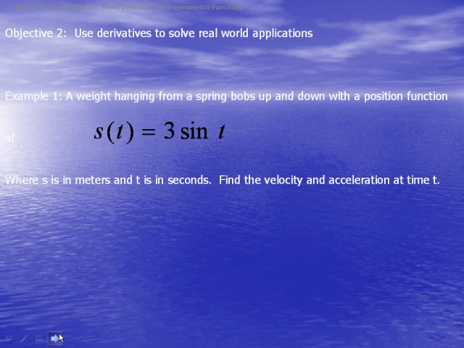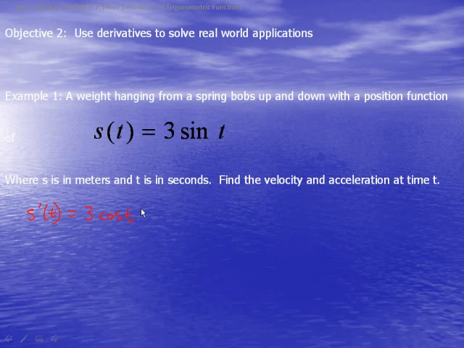Objective 2. Use derivatives to solve real-world problems. Example 1. A weight hanging from a spring bobs up and down with a position function s of t equal to 3 sine t, where s is in meters and t is in seconds. Find the velocity and acceleration at time t. Well, our velocity is nothing more than the first derivative. So the first derivative of 3 sine t would be equal to 3 cosine t.